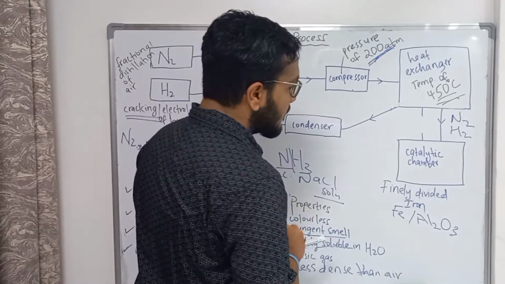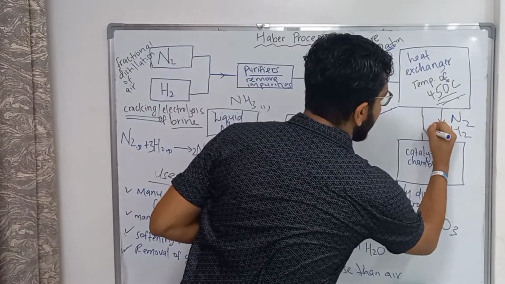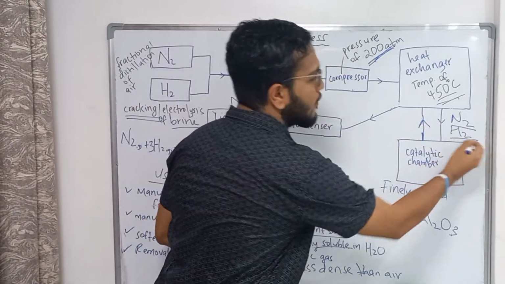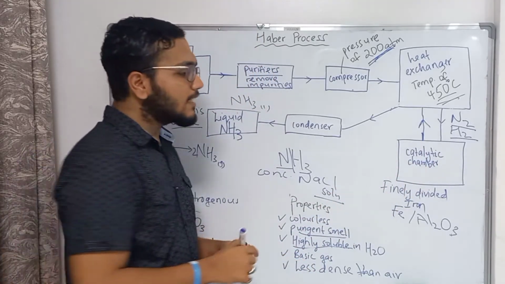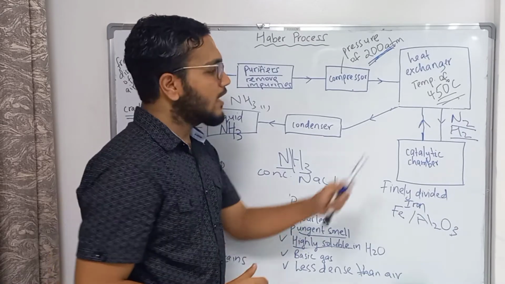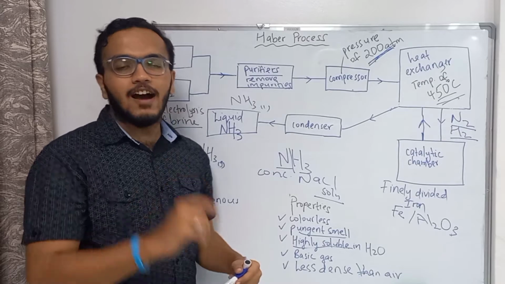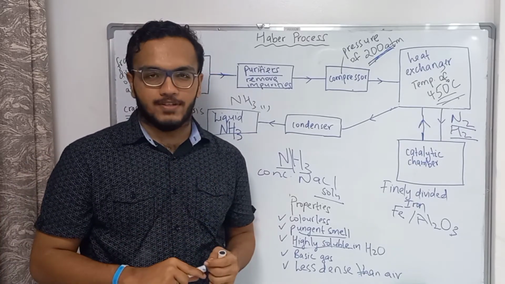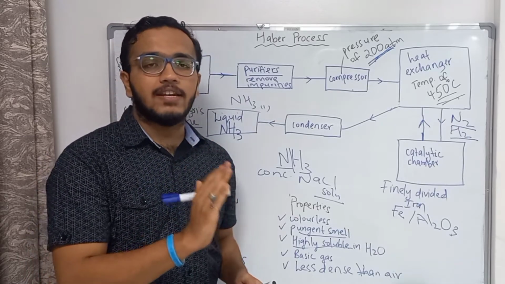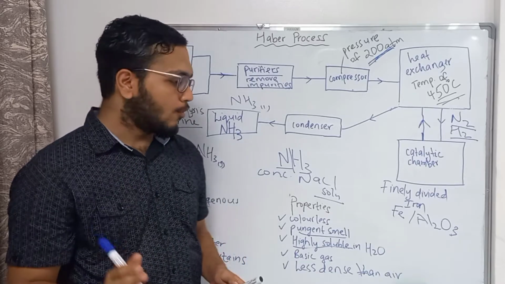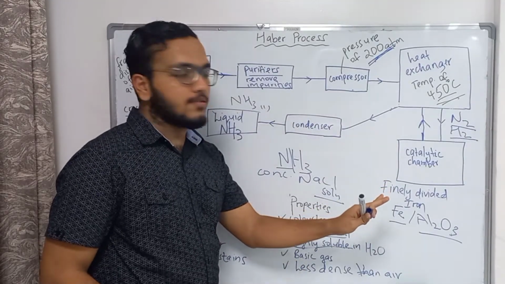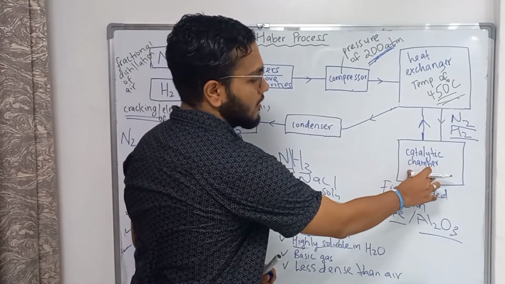Now, the heat exchanger is sending gases into the catalytic chamber. Which gases are those? Nitrogen and hydrogen are going into the catalytic chamber. In the catalytic chamber, nitrogen and hydrogen are reacting to form ammonia gas. Now, that's the fun part. What is the catalyst that is used? Finely divided iron, or you can say finely divided iron coated with aluminium oxide promoter. So the iron, Fe, or aluminium oxide, are the catalysts that can be used. Okay, that's the catalytic chamber.